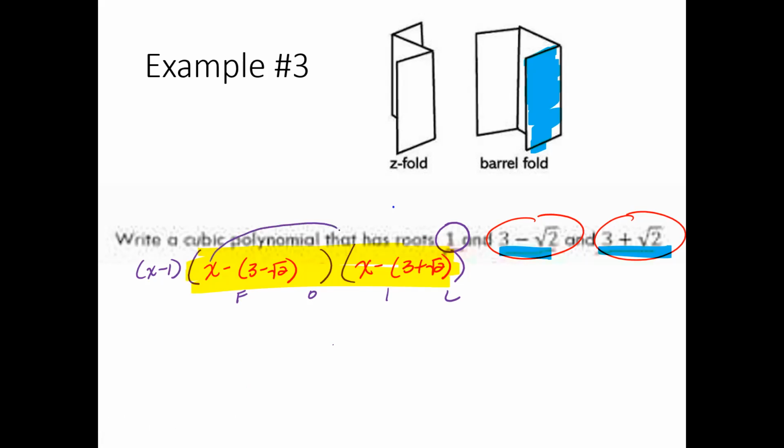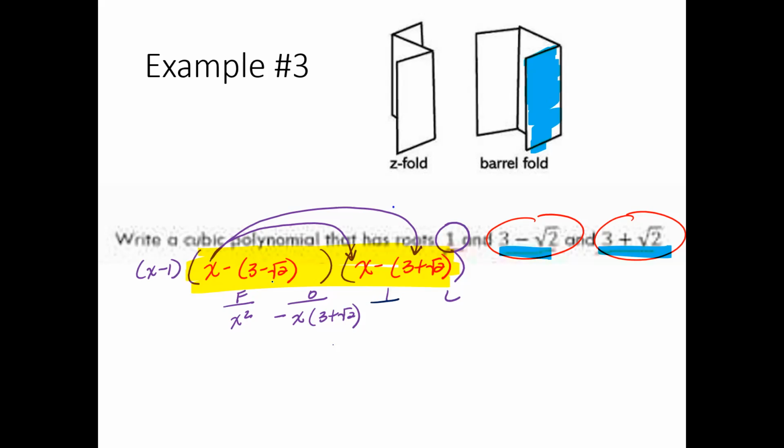First is going to be x times x. So first is just x squared. Outside is going to be x times negative parenthesis 3 plus the square root of 2. So that's going to be a negative x times 3 plus the square root of 2. I'm just going to be very careful the way that I do this, okay?